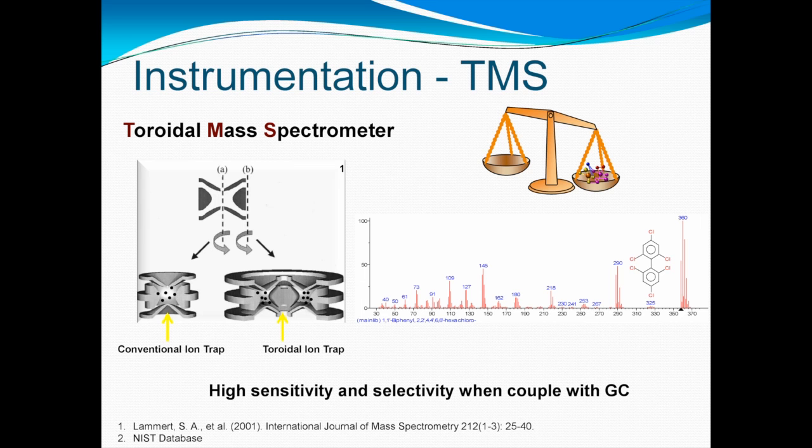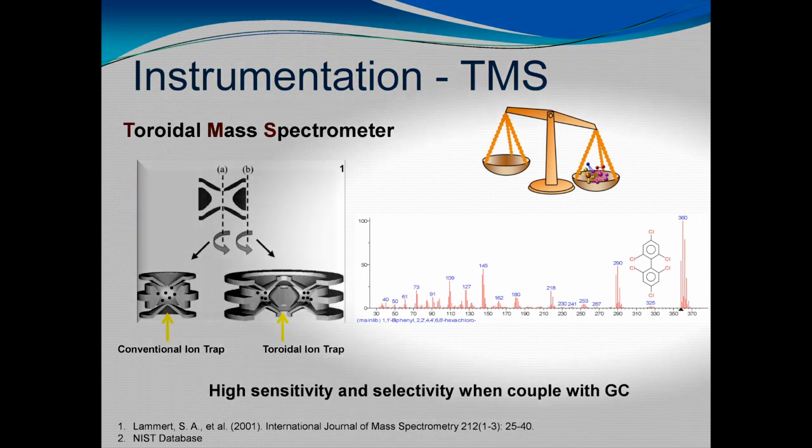Here's a PCB with 6 chlorine atoms, and we knock an electron off to form an ion, and then we can move that ion around in this trap and eject it at a very specific time and determine its mass. And its molecular mass here is about 360, which is what we see.